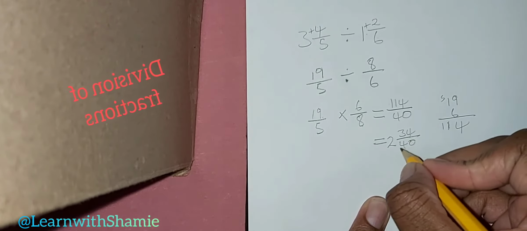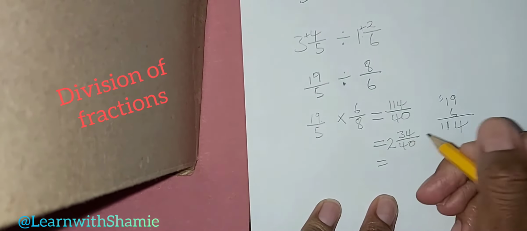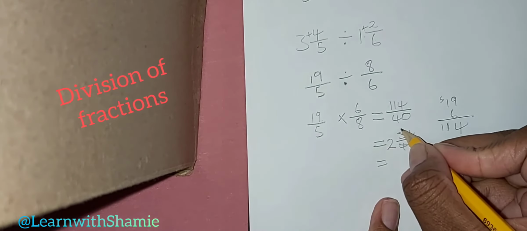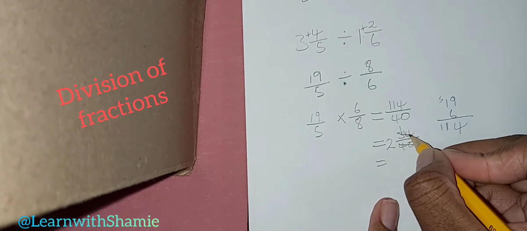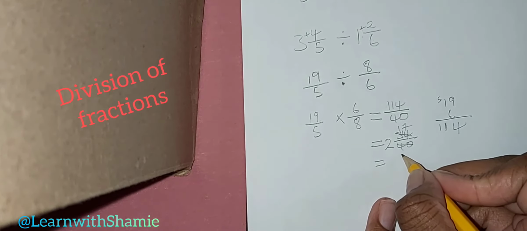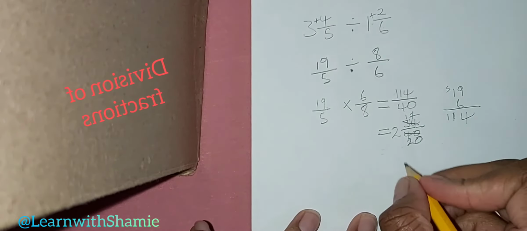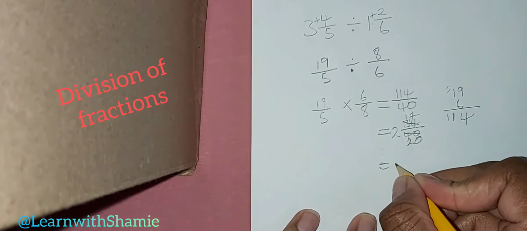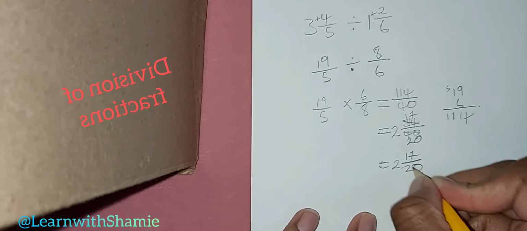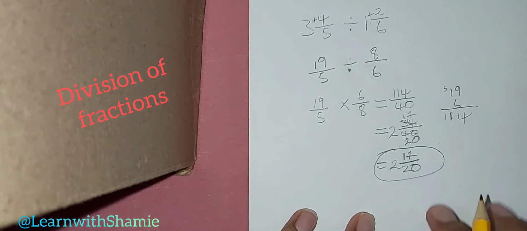So we would say 2 into 34 goes 17 times, 2 into 40 goes 20 times. So our answer will be 2 and 17 over 20. So that would be in its lowest term.